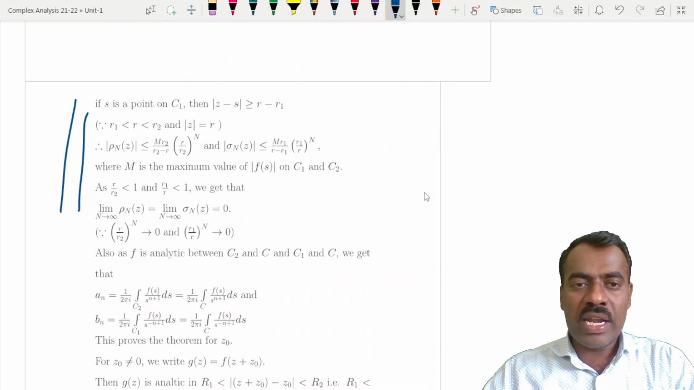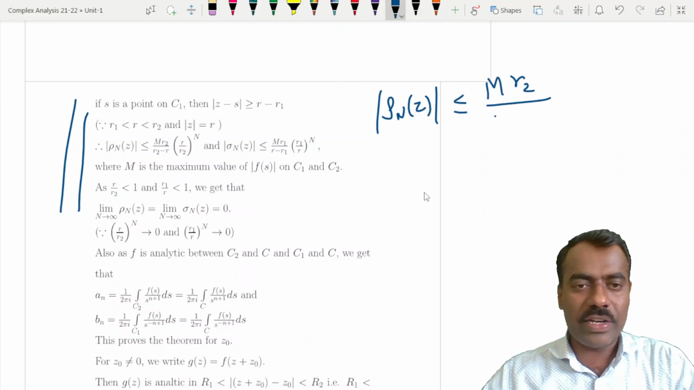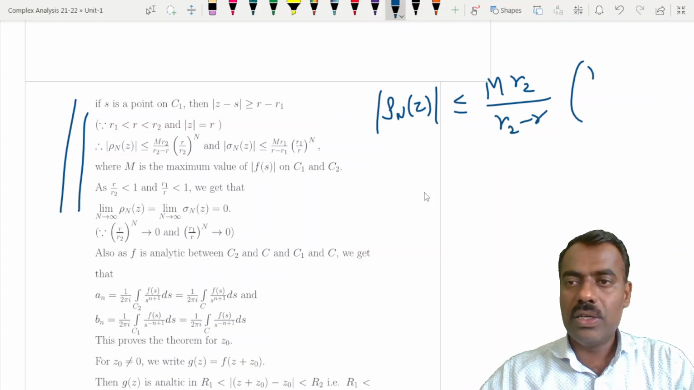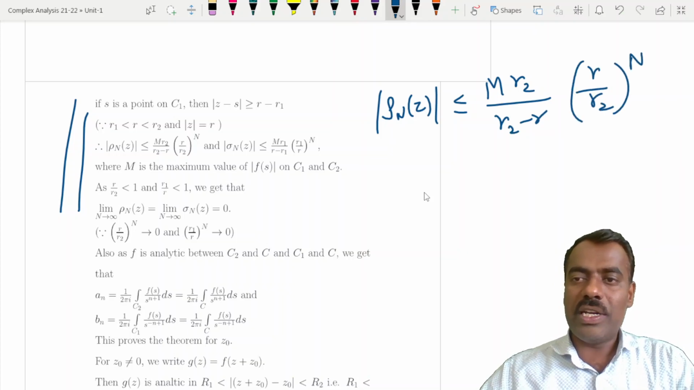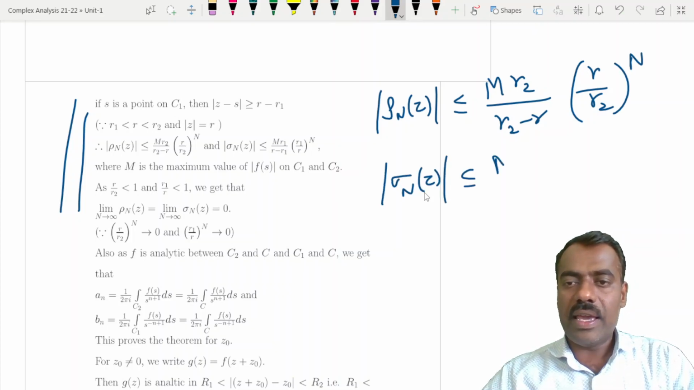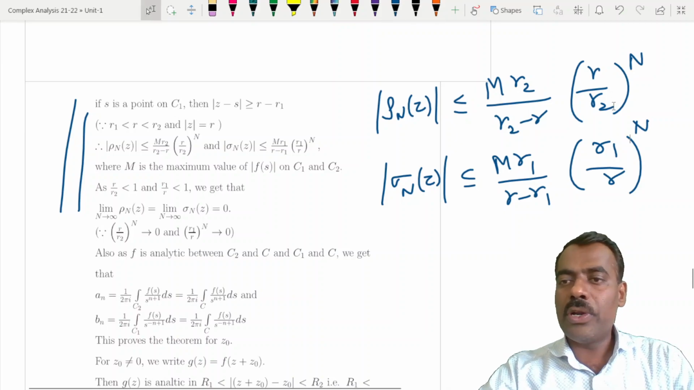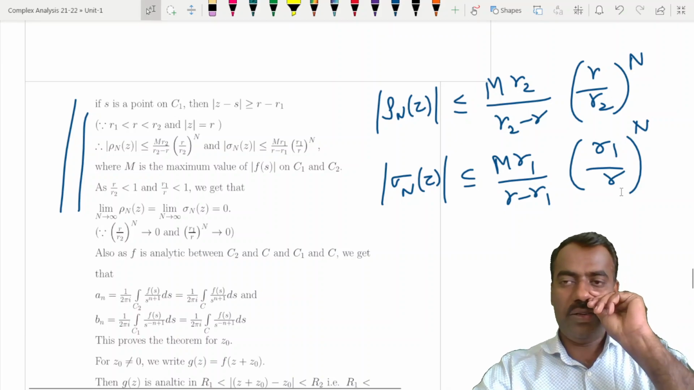So for rho n of z, I will write modulus of rho n of z is less than or equal to M r2 by, you forget about this constant, it is not that much. What is important is here this r upon r2, then sigma n of z is M r1 by r minus r1, r1 by r upon n. So here you have r upon r2 and r1 upon r.